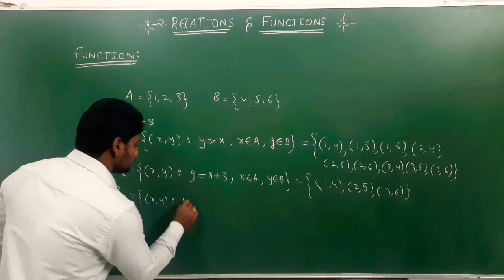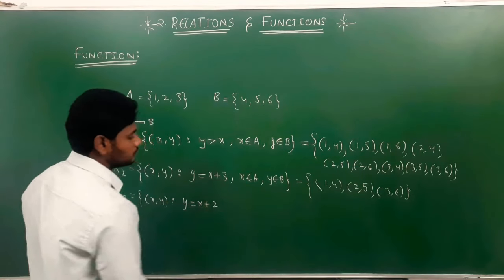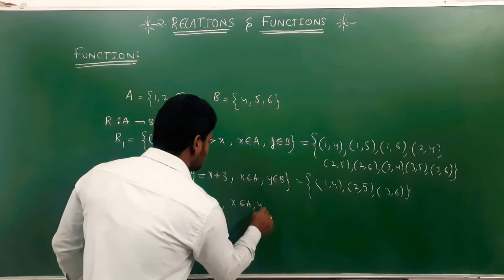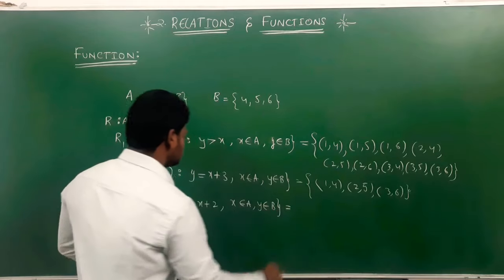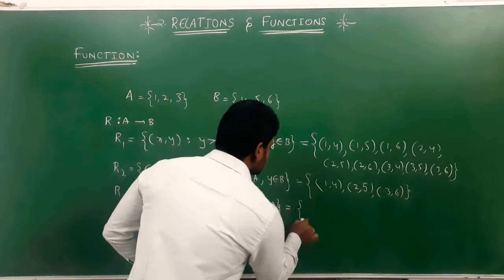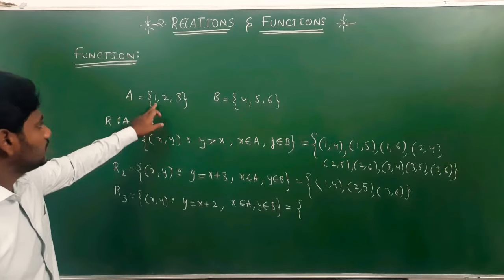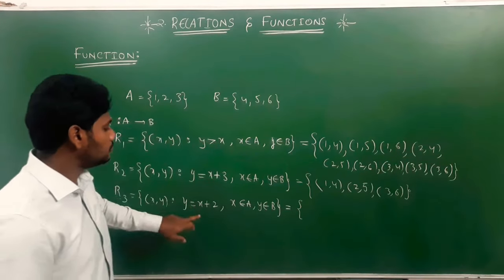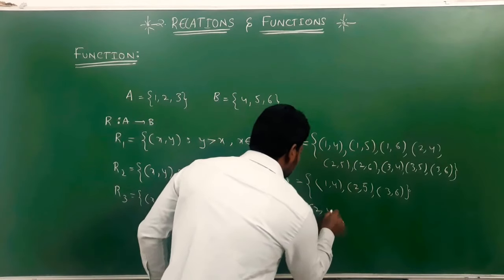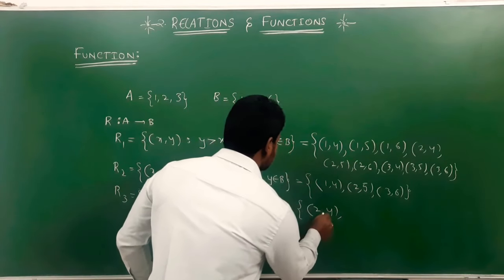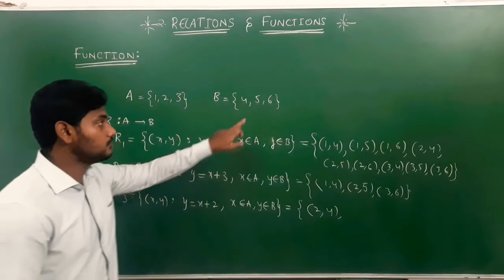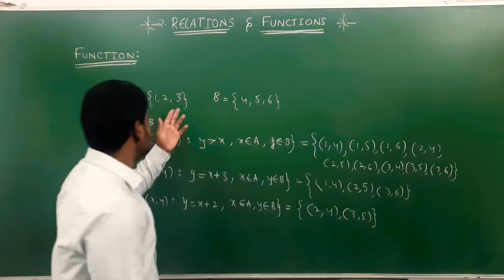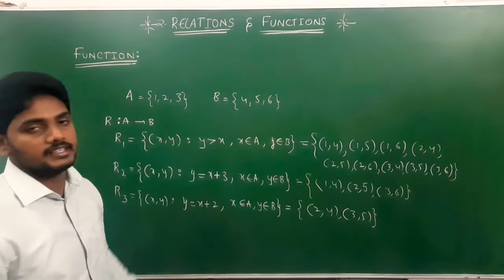Now relation number 3: ordered pairs (x, y) such that y equals x plus 2, where x belongs to A and y belongs to B. If you substitute 1, 1 plus 2 is 3, which is not in B. If you substitute 2, 2 plus 2 is 4, yes, so (2, 4). If you substitute 3, 3 plus 2 is 5, yes, so (3, 5). If you substitute 4, it is not in A. This is another relation.